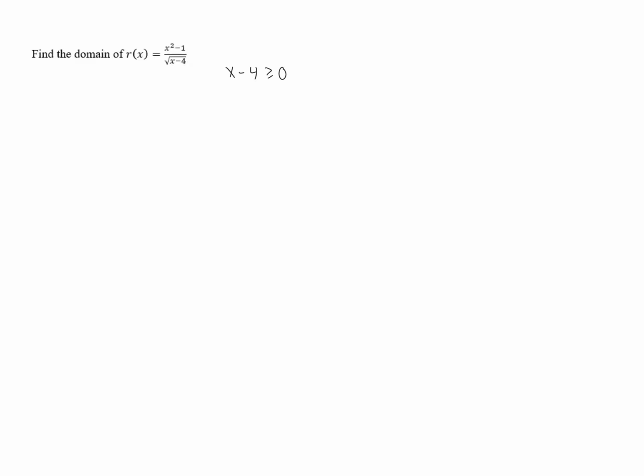But also, we have a variable in the denominator, so that means that the denominator, which is the square root of x minus 4, cannot equal 0. So there's two different restrictions that we have to concern ourselves with. The first one I think is pretty simple. x minus 4 is greater than or equal to 0. We add 4 to both sides, and we get simply x is greater than or equal to 4.